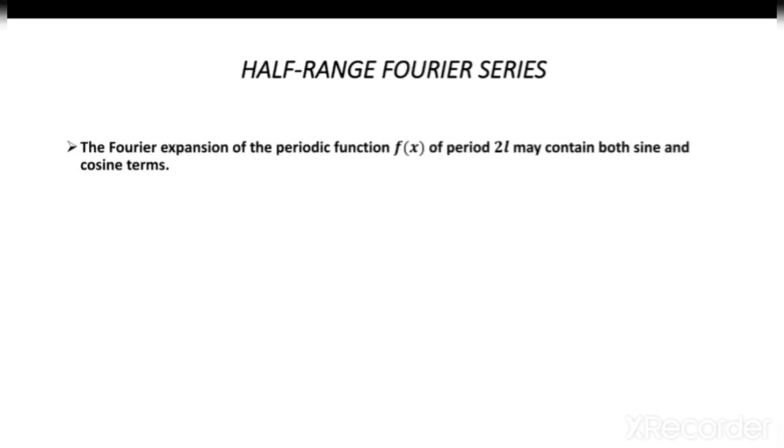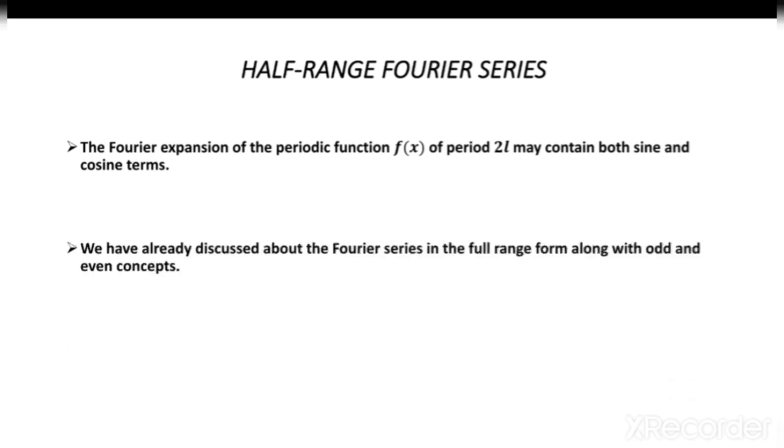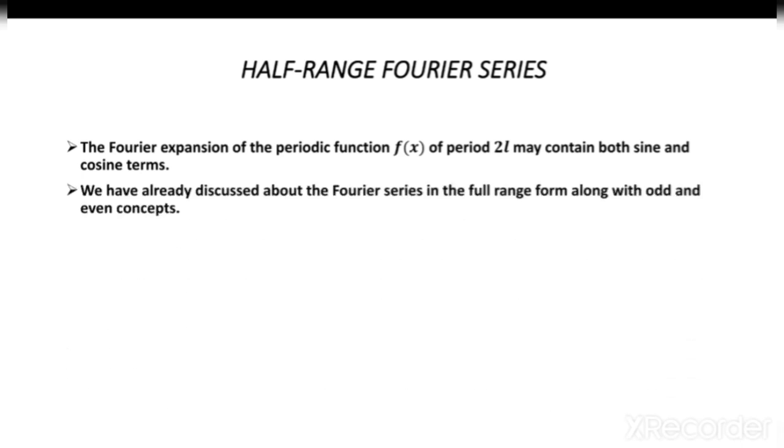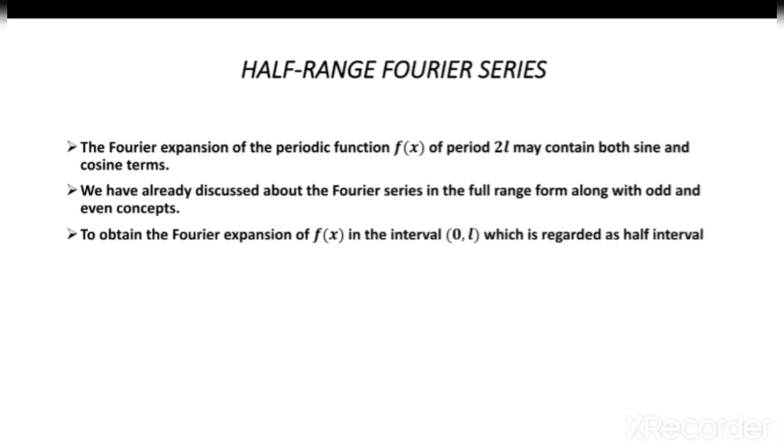The Fourier expansion of the periodic function f of x of period 2L may contain both sine and cosine terms. This you have already seen in Fourier series module 2. So you have already discussed the Fourier series in the full range form along with even and odd concepts. So you all are familiar with Fourier series and the even and odd nature of the functions.